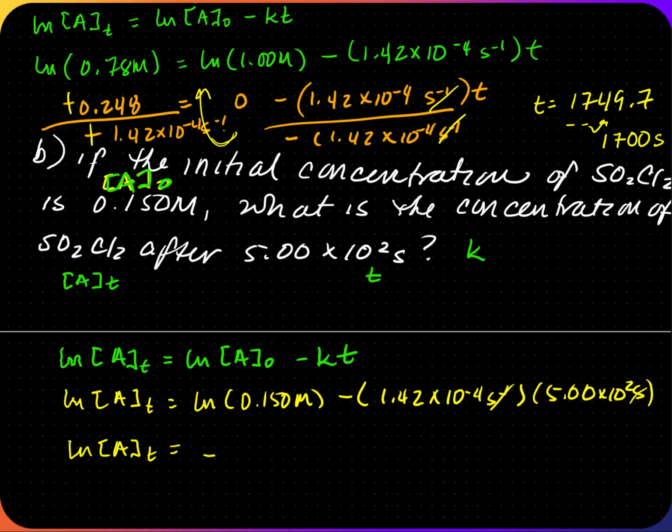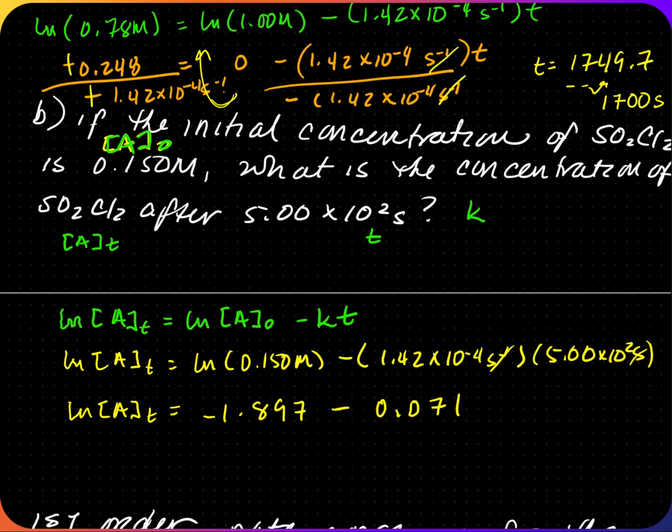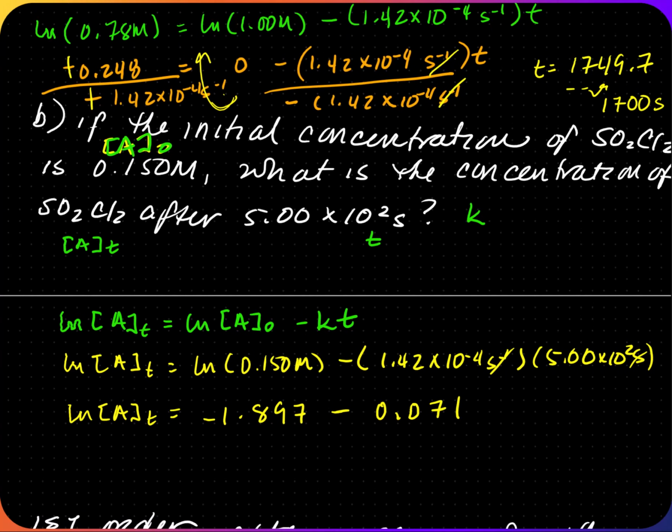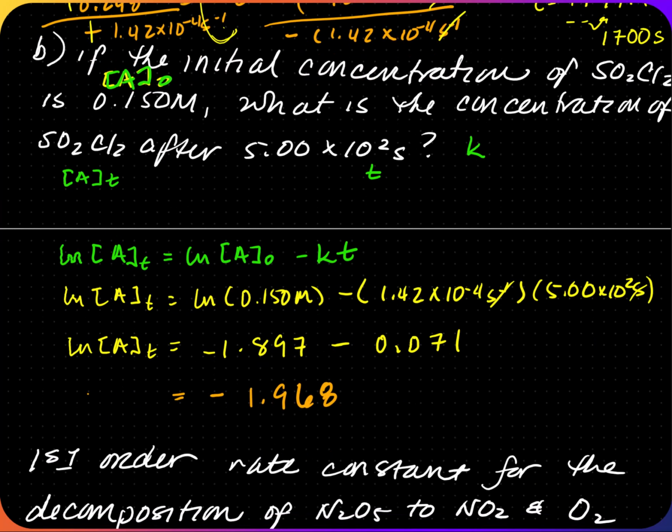And when I take the ln of 0.150, I'm going to get negative 1.897 minus, if I multiply 1.42 times 10 to the negative 4th times 5 times 10 to the second, I'm going to get 0.071. Next, I need to add everything on my right side together. Since they're both negative, they're going to come out as negative 1.968. This is going to be equal to ln A.